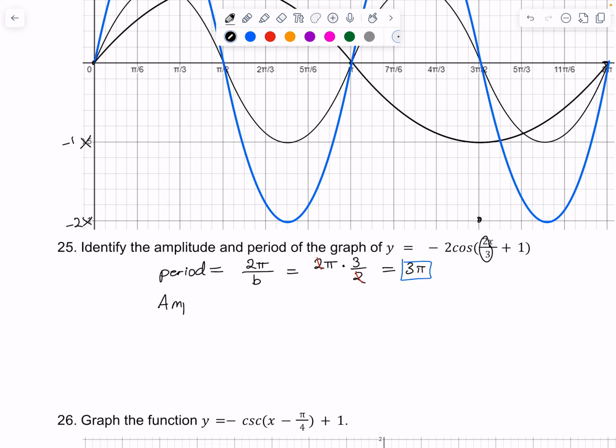Then my amplitude is pretty easy to see. The amplitude is just the number in front. In this case, it is just 2.